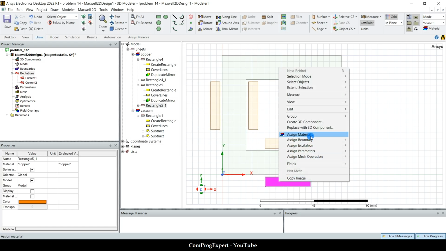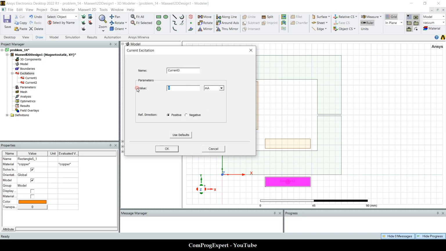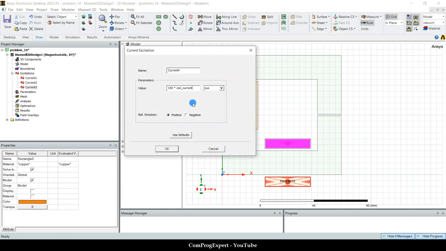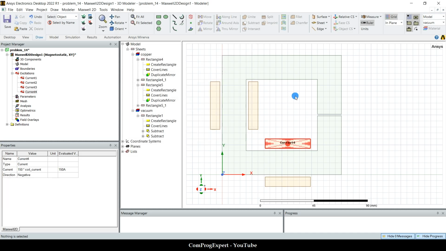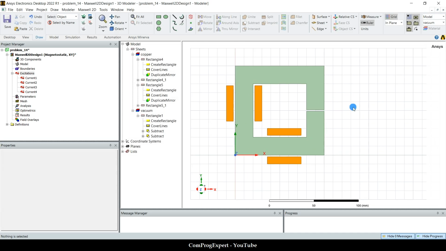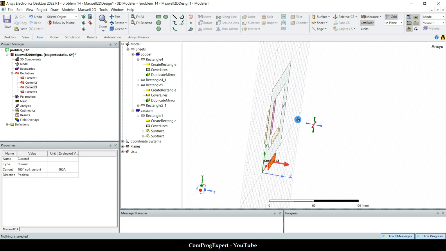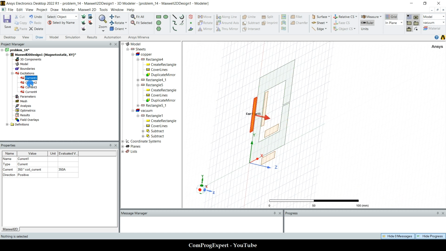Again, this one, this is 150, direction is positive. This one, the direction is negative. So we have defined these 4 excitations. You can check the directions. Okay.